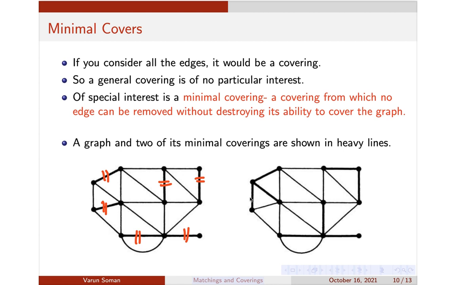And in this case, you can see this one, this one, this one, and so on. Here it had 6 edges, and here 8 edges are there. So the number of edges in a minimal covering could be different. Again, the minimum number of edges in a minimal covering would be called the covering number. We'll come to that, but I hope it is clear.